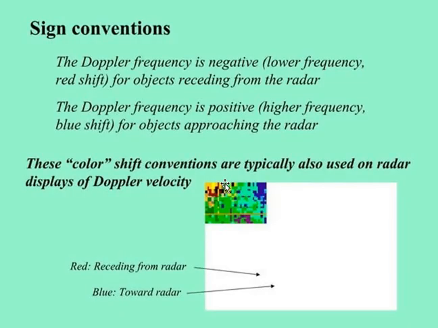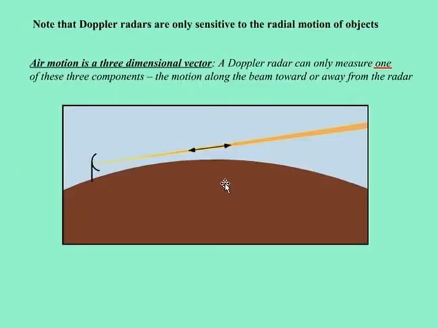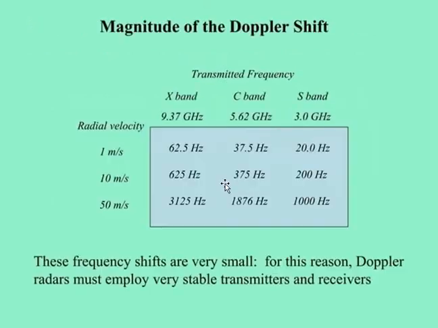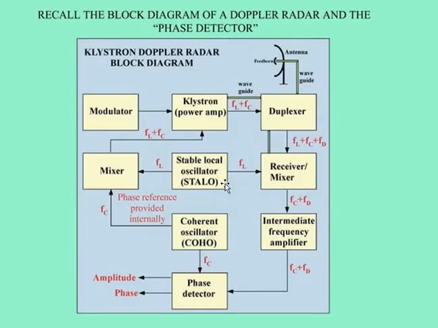And the simple convention is that we are going to use the shift as the Doppler velocity, and this is how the three-dimensional vector works. A Doppler radar can only measure one of these three components, the motion along the beam towards or away from the radar. The magnitude of the Doppler shift decreases as the band of the transmitted frequency increases, and this is how the Doppler radar works.